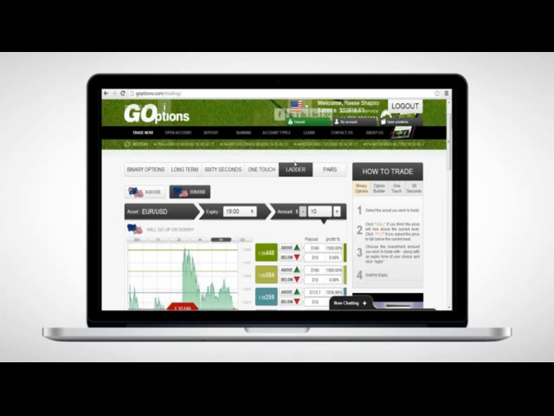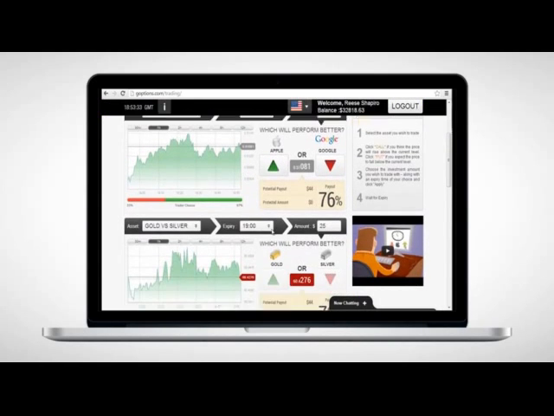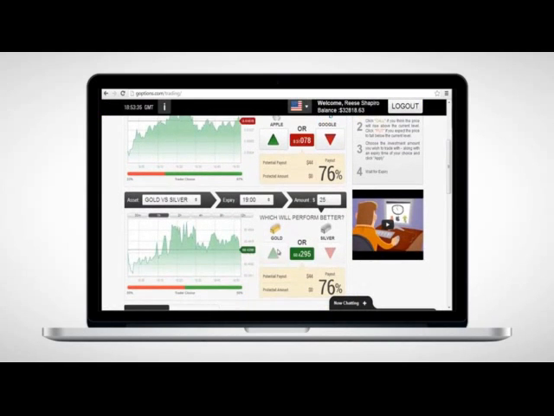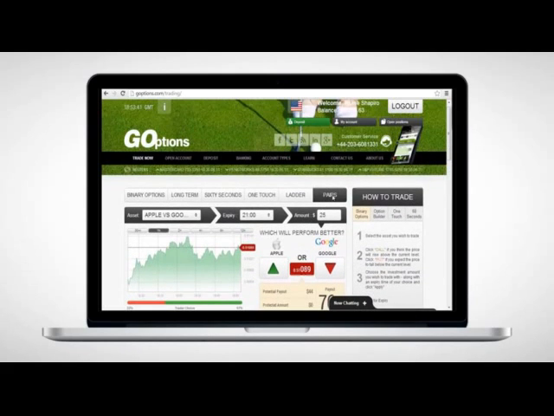Go Options also offers a pairs option. And a pairs option is really just a comparison between two stocks. So in this case, we're talking about Apple versus Google as an example. The next one, we talk about gold versus silver. Some brokers will call pairs a different type of option, and other brokers will call pairs a different type of asset class.